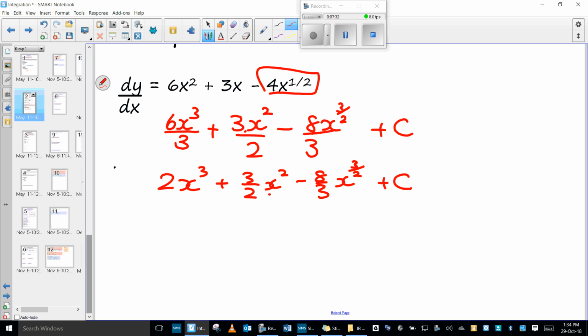Is the C always positive? Well, no. You always write plus C, but the number could be negative. So the answer is no, it's not always positive, but we always write just plus C. Okay? We good?